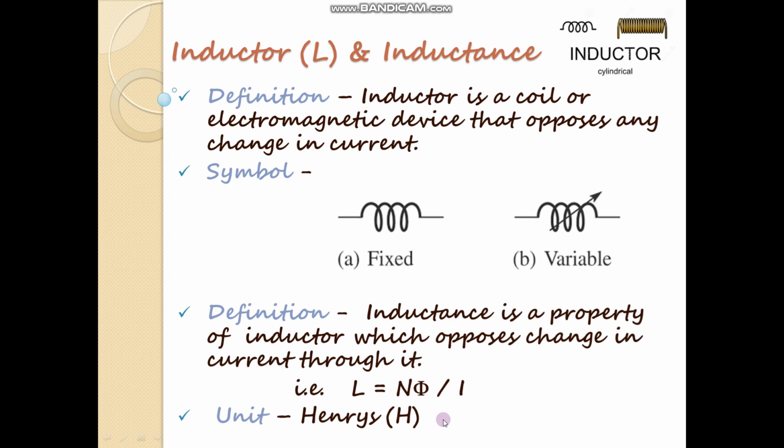Now what is the inductor and inductance? Inductor is a coil or electromagnetic device that opposes any change in the current. This is the symbol for a fixed inductor. This is a variable inductor. Now what is the inductance? It is the property of an inductor which opposes the change in current through it. How to calculate it? L equals N phi by I and its unit is Henry.